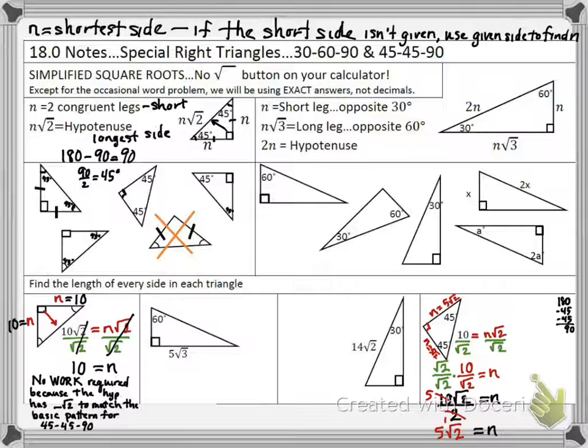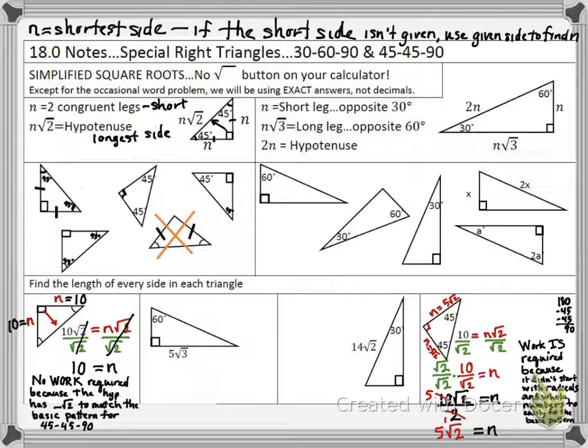This one, I expect to see some work. The other two examples, the two middle ones here, are definitely not 45, 45, 90 triangles. They don't look like they have two equal sides. They definitely don't have 45-degree angles because one has a 60 and one has a 30. So we're going to come back to the top and we're going to look at our 30, 60, 90 pattern.